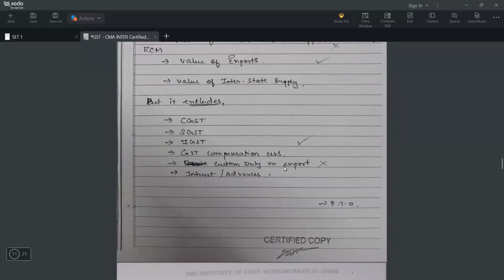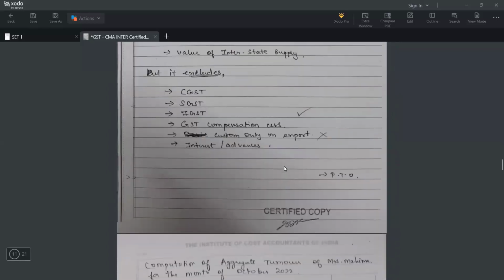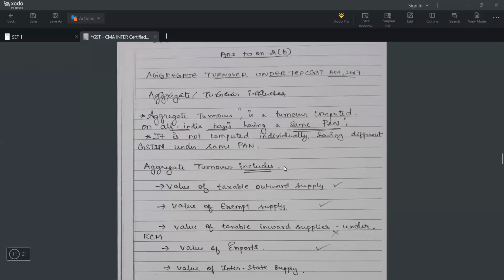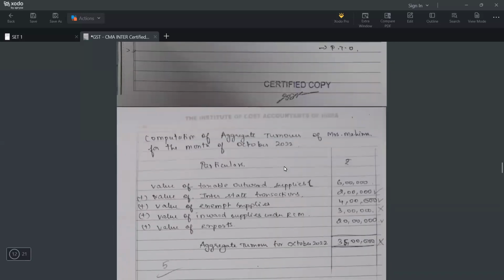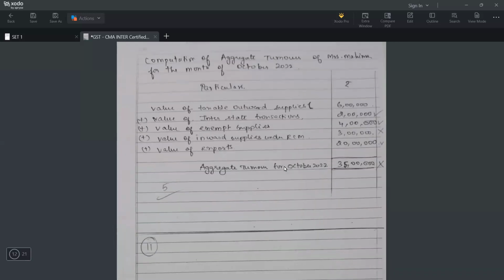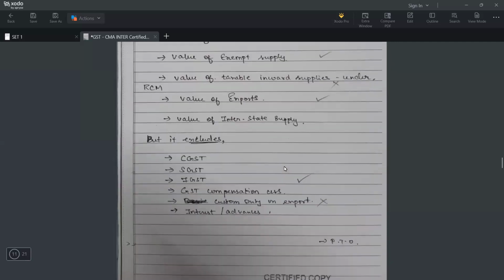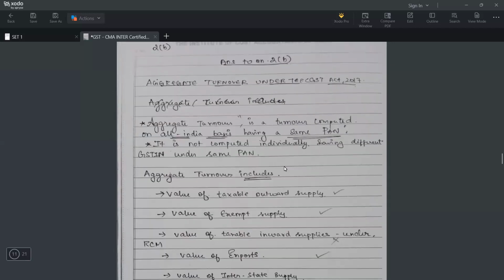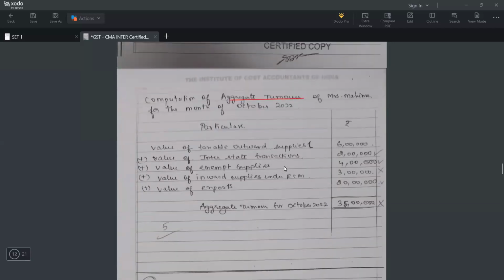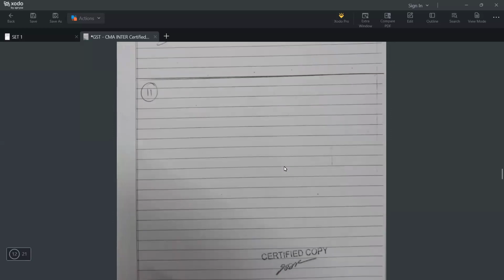When it is based on aggregate turnover, you should write everything one by one and then do the computation. If they simply ask for the computation of aggregate turnover, don't do it directly. Say what aggregate turnover is, and then go for the calculation. You will get the marks.